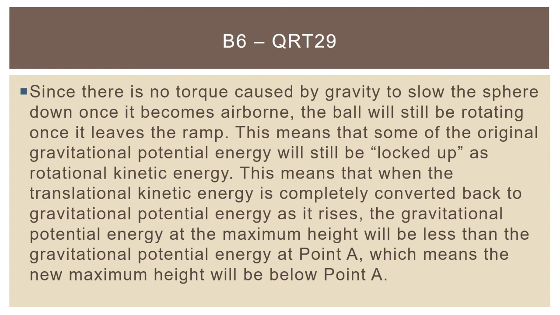This means that when the translational kinetic energy is completely converted back to gravitational potential energy as it rises, the gravitational potential energy at the max height has to be less than the gravitational potential energy at point A, because some of that energy is still locked up in the rotation. It's being used to make the thing rotate. And that means there's less potential energy when it reaches its maximum height above point B. And that means it's going to be a lower height than whatever it was at point A.